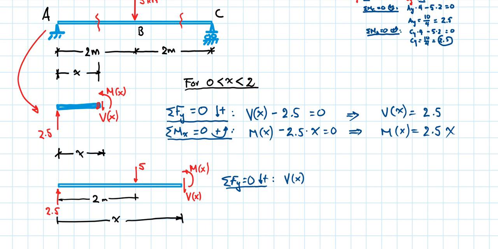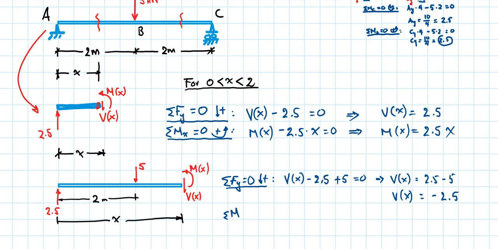5 plus V of x. I'm going to go from left to right, so I go in order and I don't miss anything, right? Minus 2.5, right? Plus 5. Equals 0. So V of x equals 2.5 minus 5, so V of x equals minus 2.5, right?